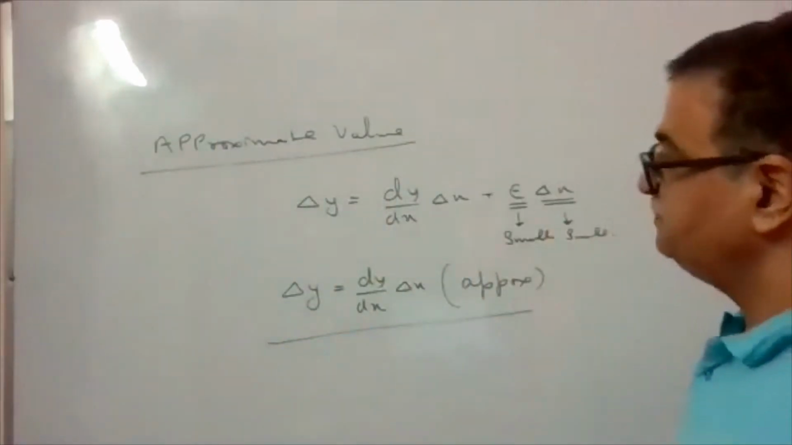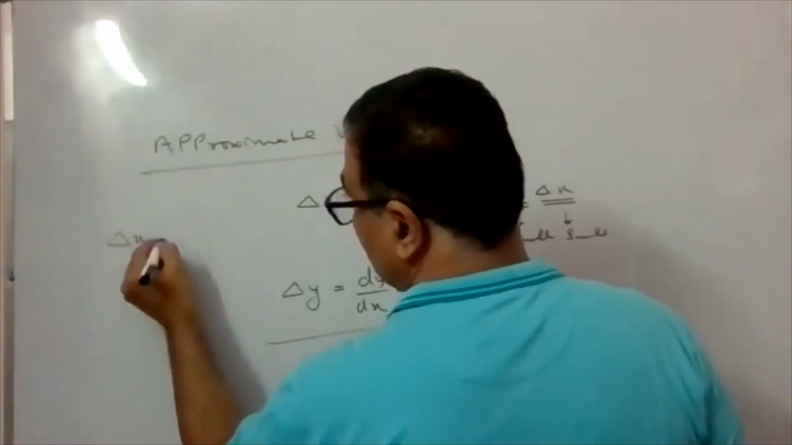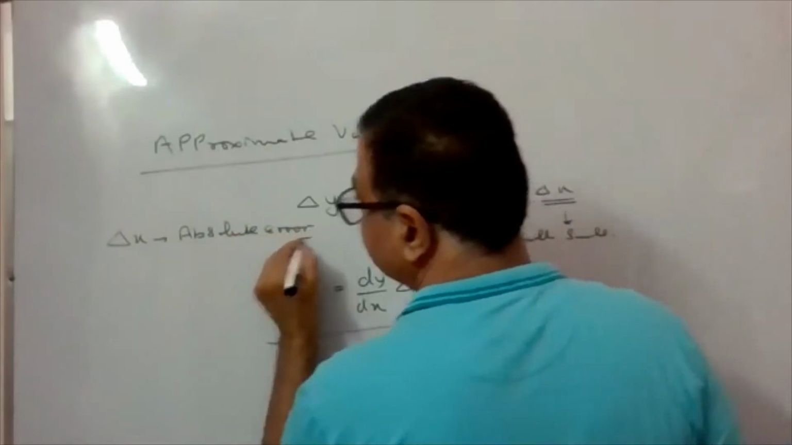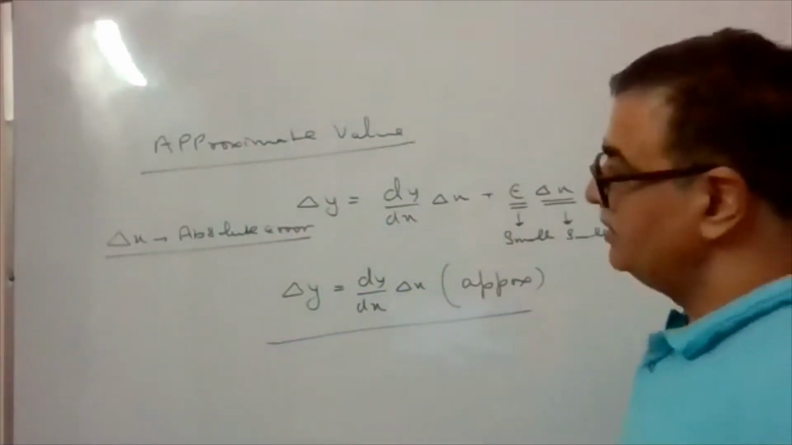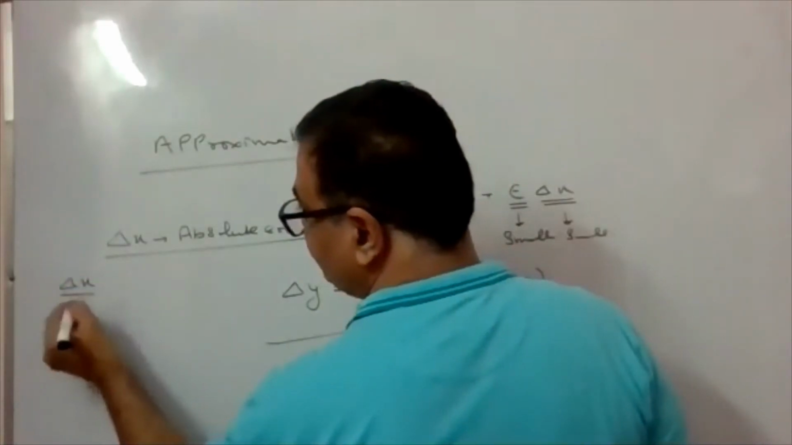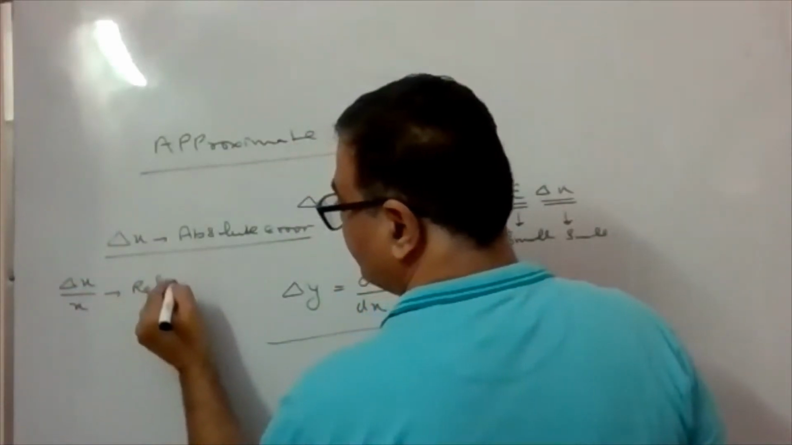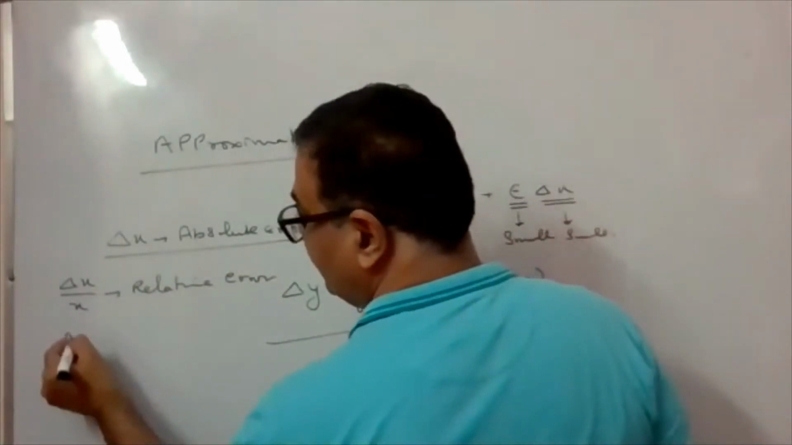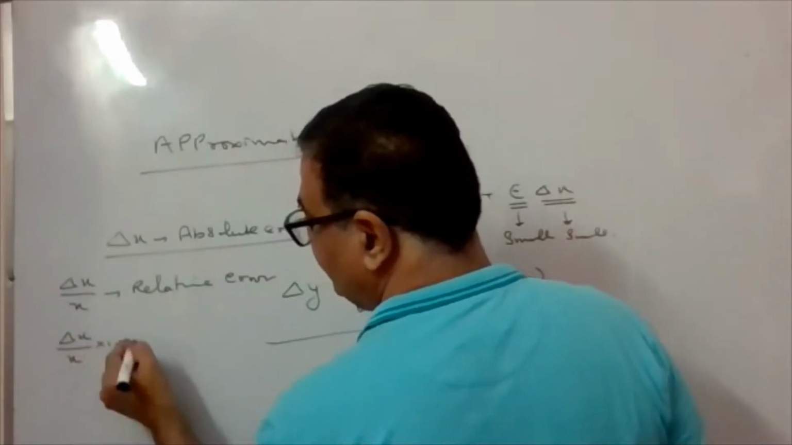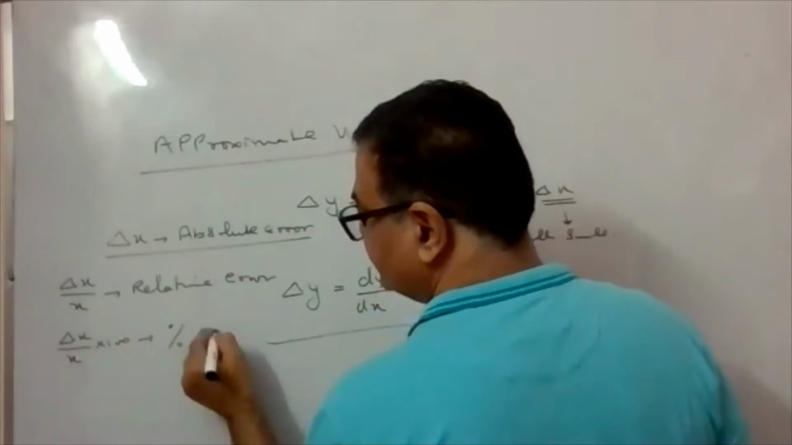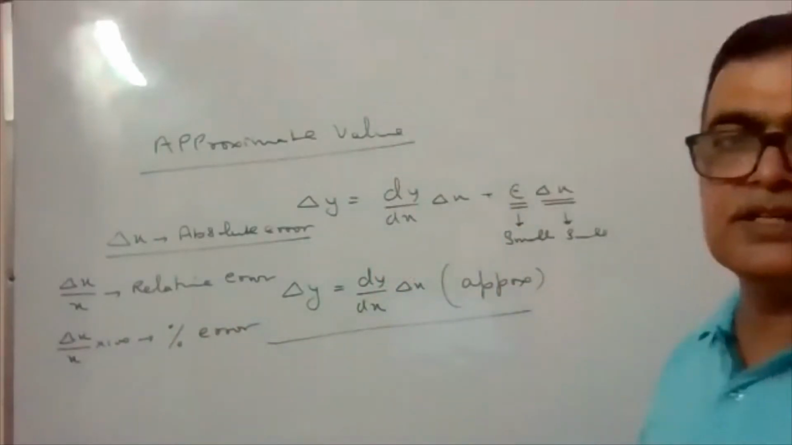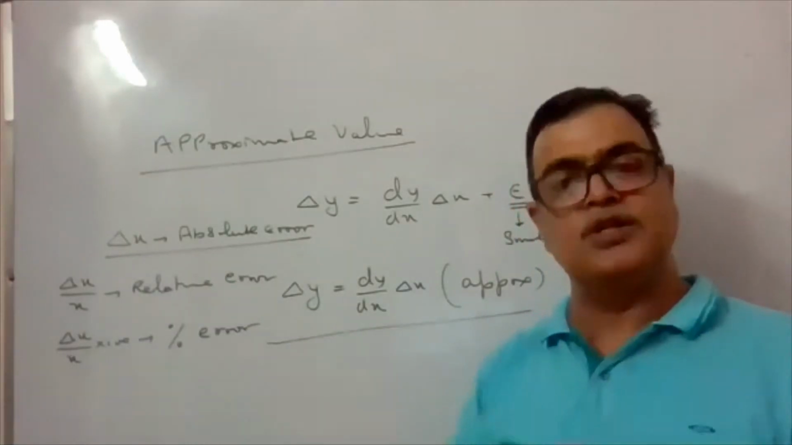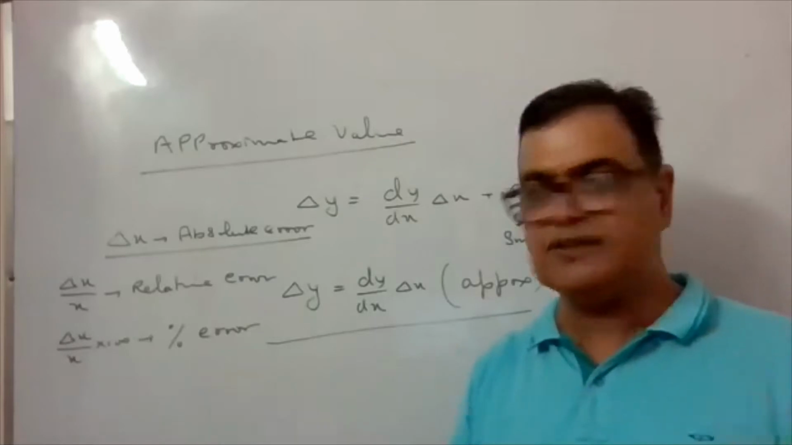Now one more thing note here. Delta x we call as absolute error. Delta x by x, if you take, it is called relative error. And when you have delta x by x into 100, it is called percentage error. These are the three terms also we should remember. Delta x stands for absolute error or absolute change. Absolute means I am not taking plus and minus.